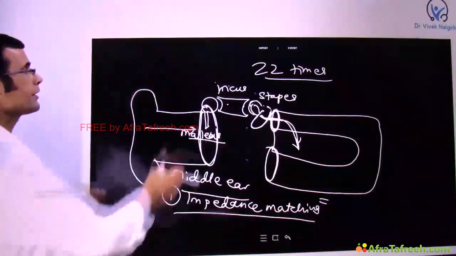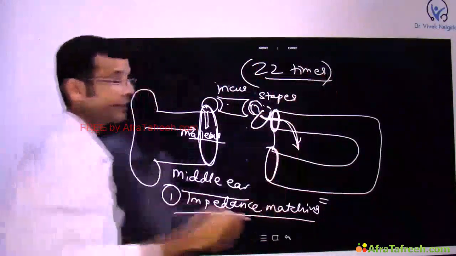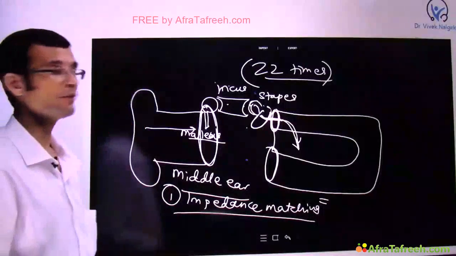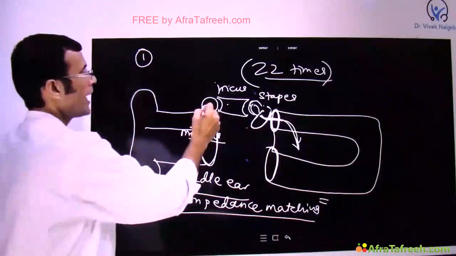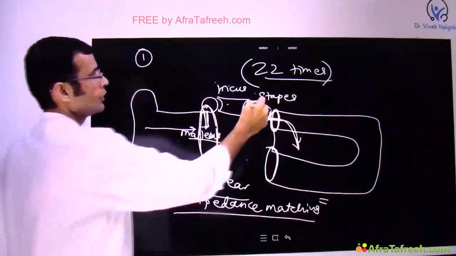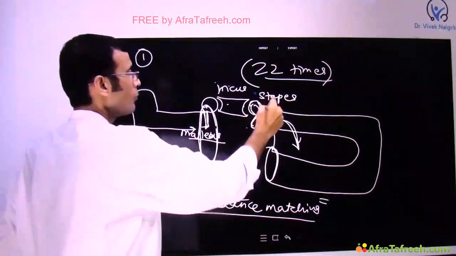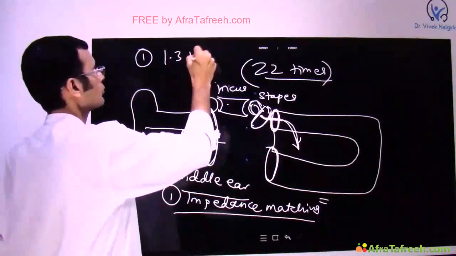So there are two factors that will increase the pressure in the sound wave by 22 times. One factor is when the handle of the malleus moves, the stapes moves with 1.3 times greater force.